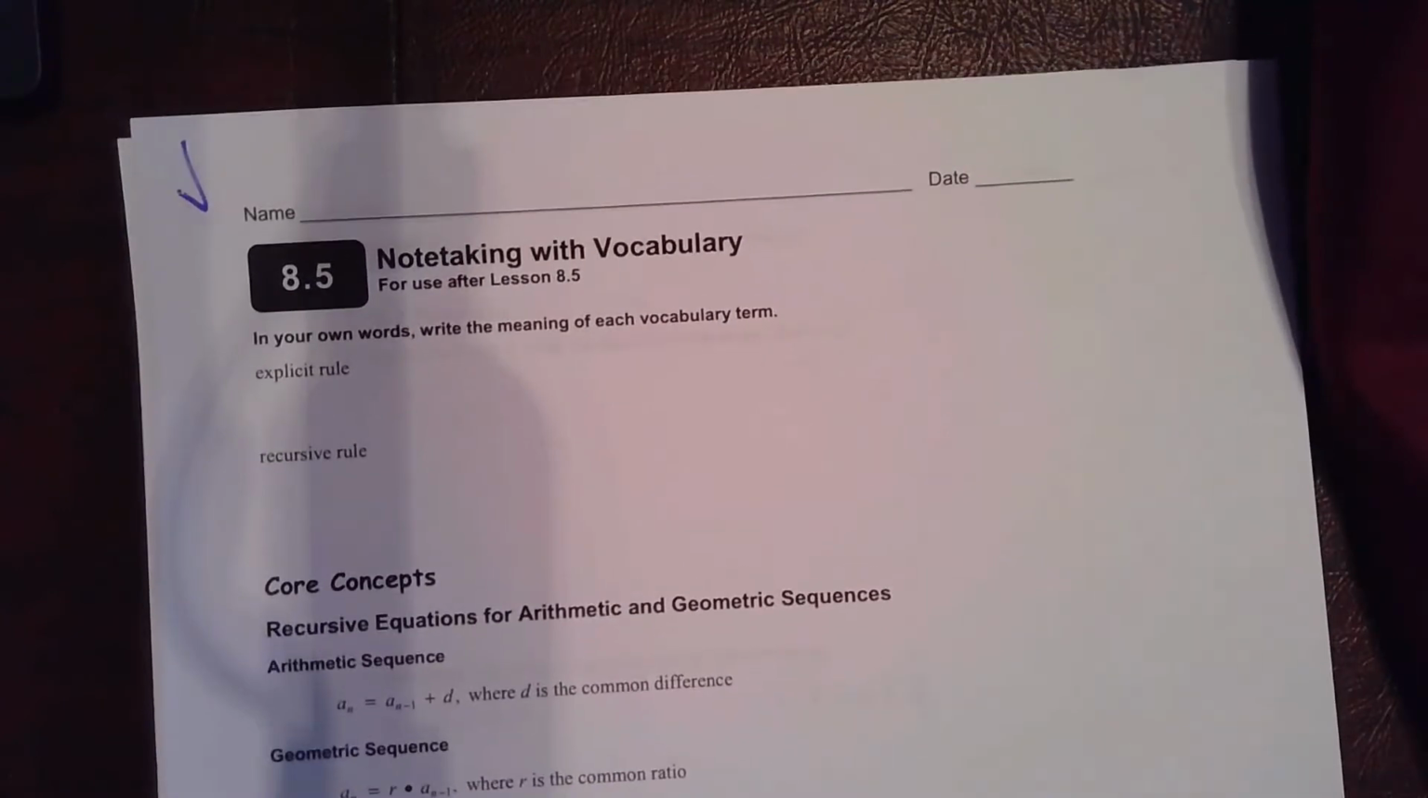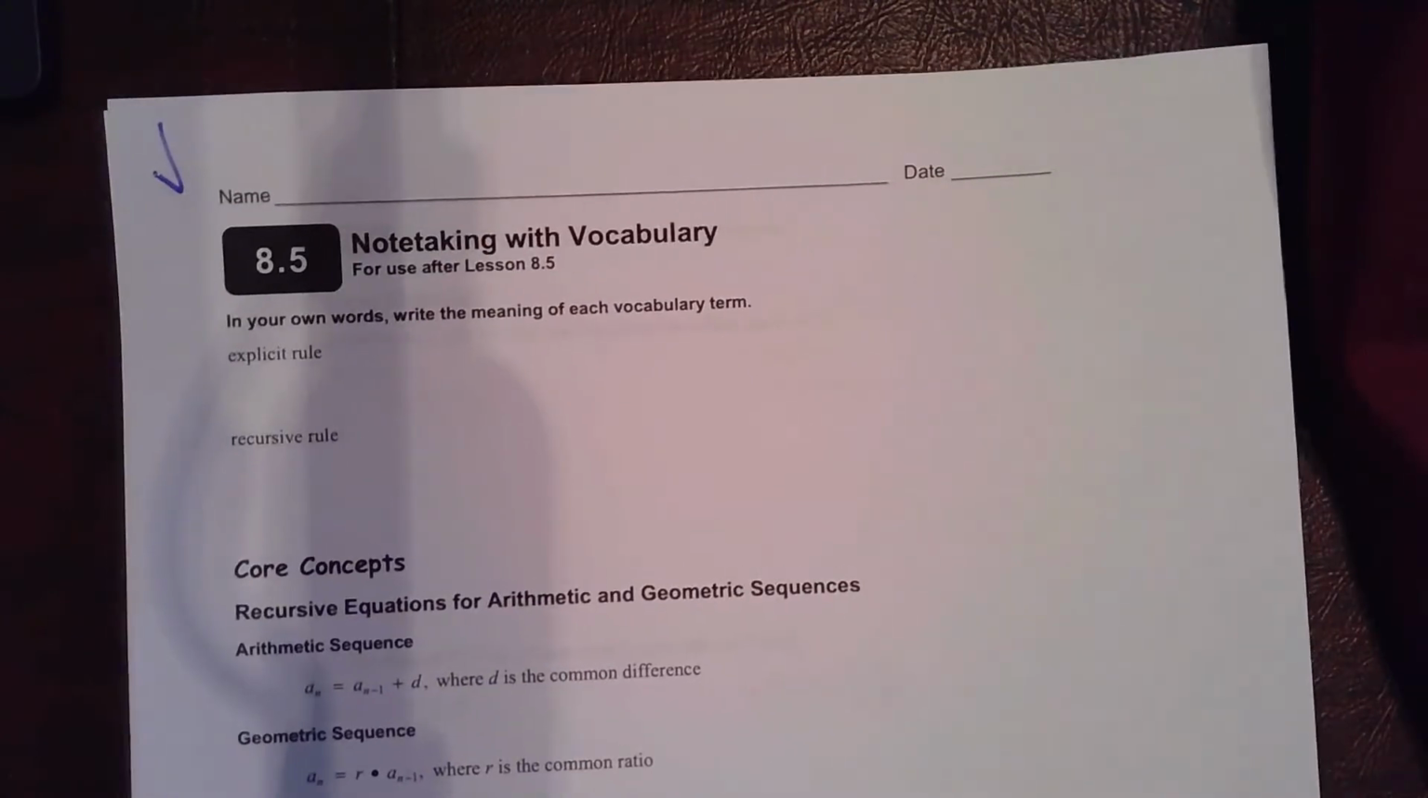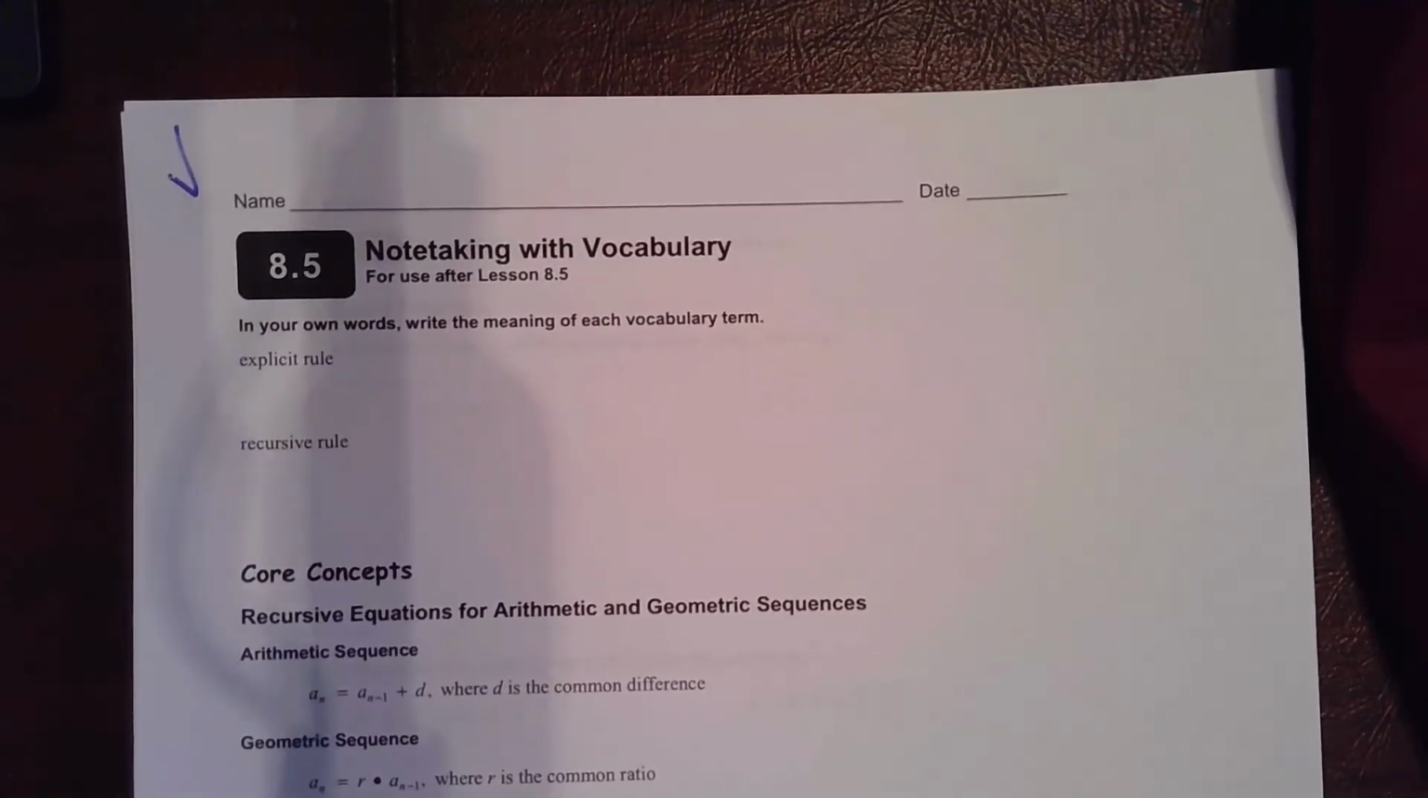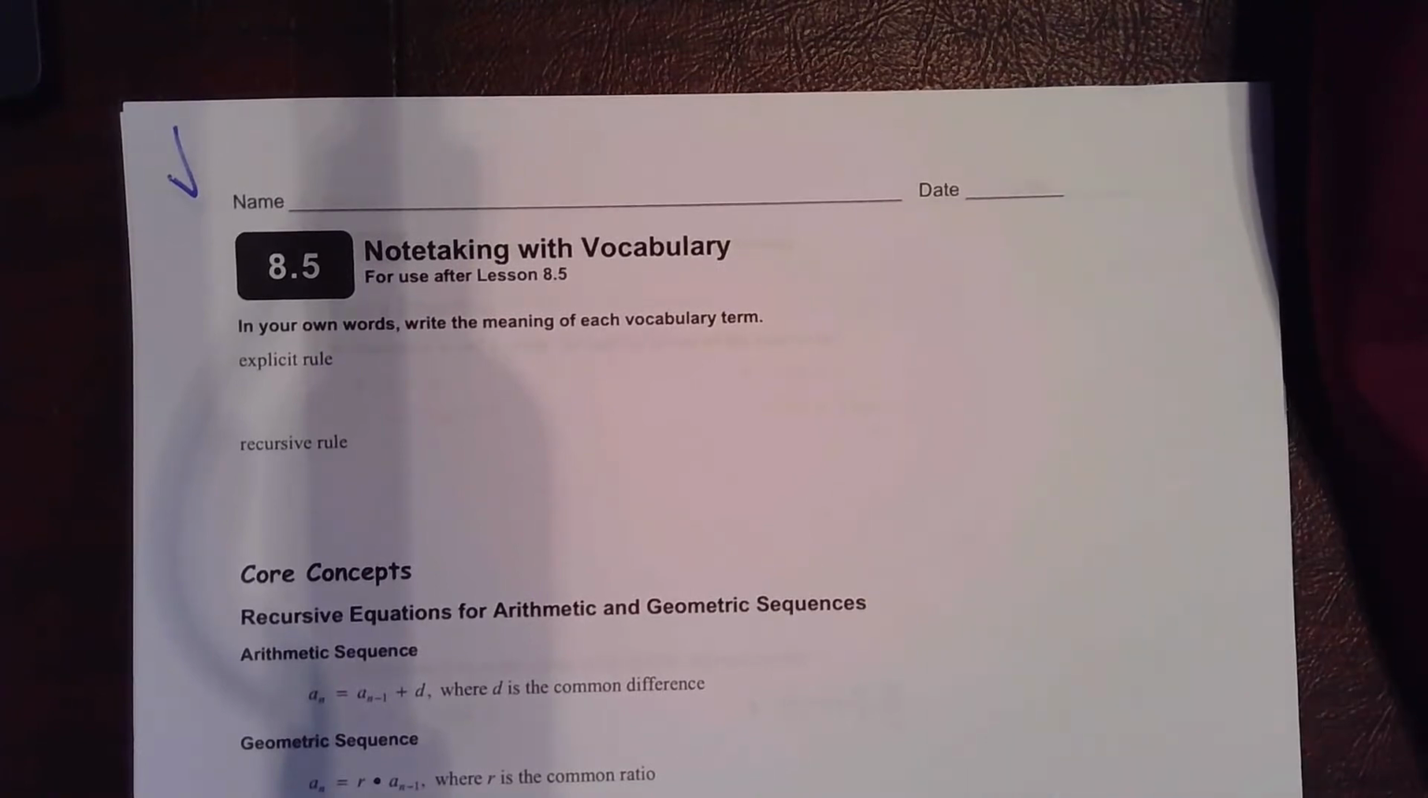We are on the last section of this unit, and it's going to talk about recursive and explicit rules, which is very similar to what we've already been talking about, but with a little bit of a change. So first of all, just some definitions again.